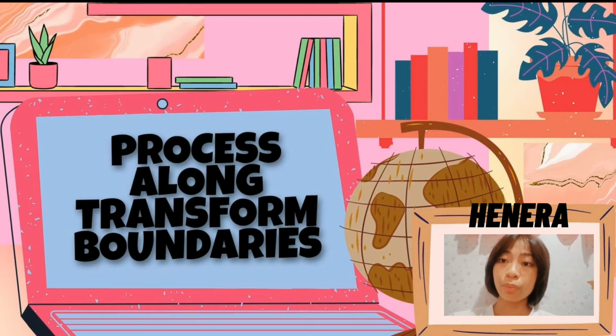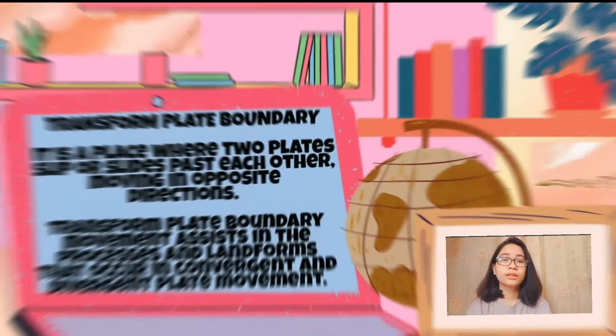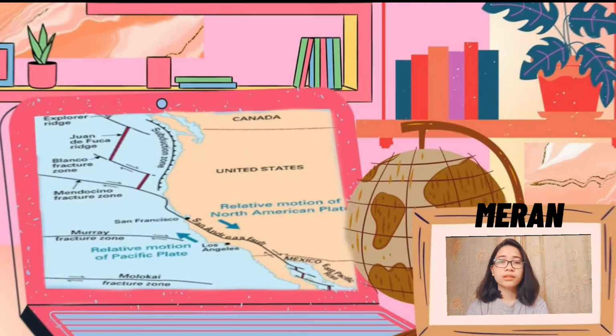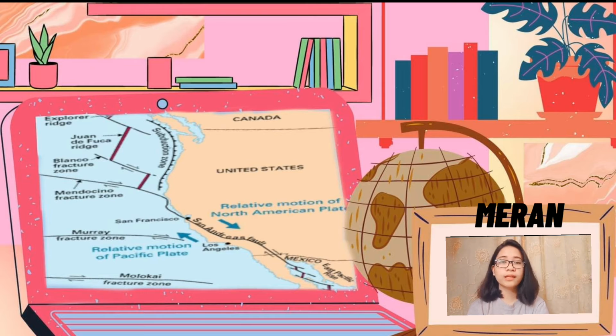Transform boundaries happen when two plates are sliding past each other. To know more, please listen to my groupmates explain. Transform boundary: it is a place where two plates slip or slide past each other, moving in opposite directions. Transform plate boundary movements assist in the process and landforms that occur in convergent and divergent plate movements.